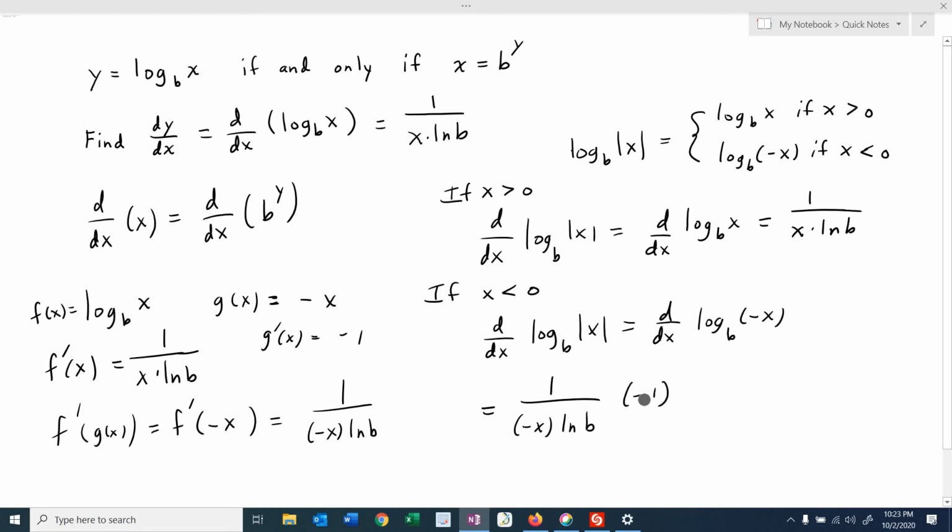So you can see what's going to happen here. The negative here and the negative here are going to cancel back to a positive, and so you just end up with the same answer. So it really doesn't matter whether x is positive or negative. The derivative of this log base b of the absolute value of x is 1 over x times the ln of b in both cases. And so that's what the second part of that theorem says.